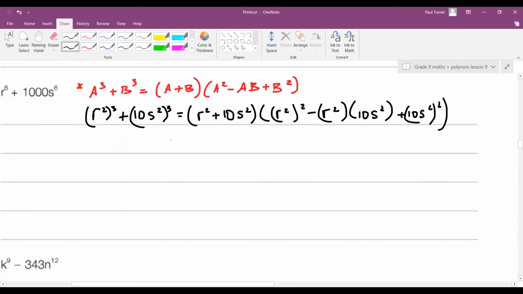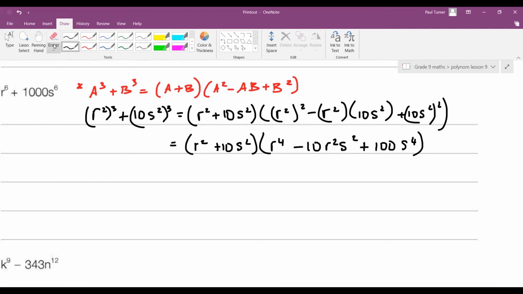Okay, so then we've got, it's basically finished. So 5r squared plus 10s squared, 25r4 minus 50r squared s squared plus 100s4, like that. So that's the answer there. So you keep working for a while and I'll do one or two more at the end there. So that's your answer there for that one.